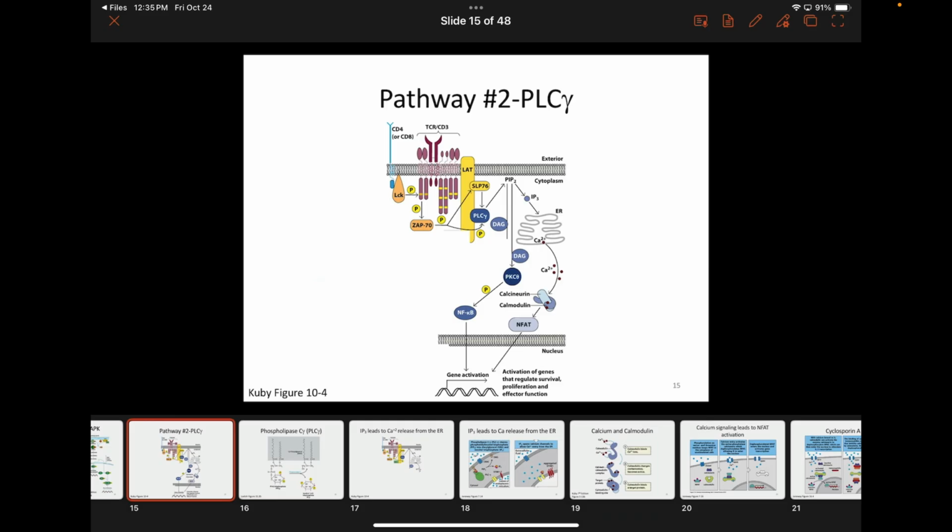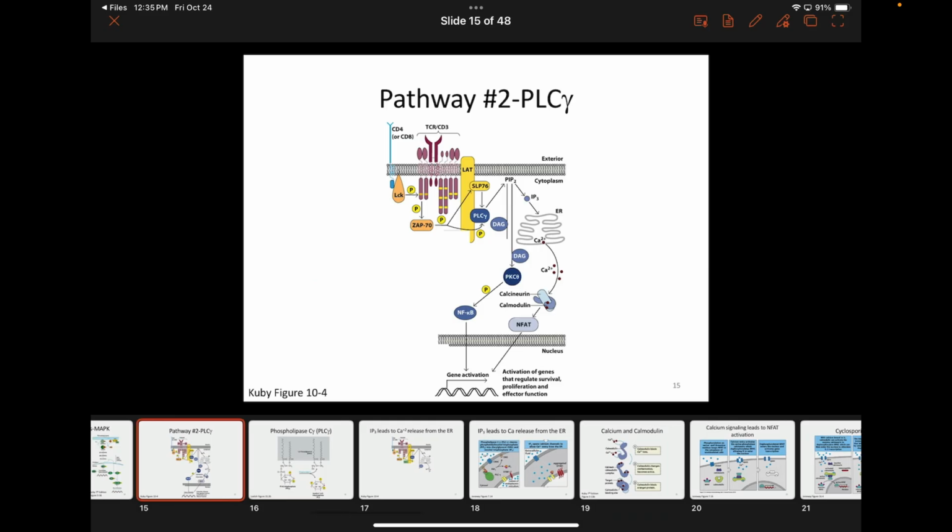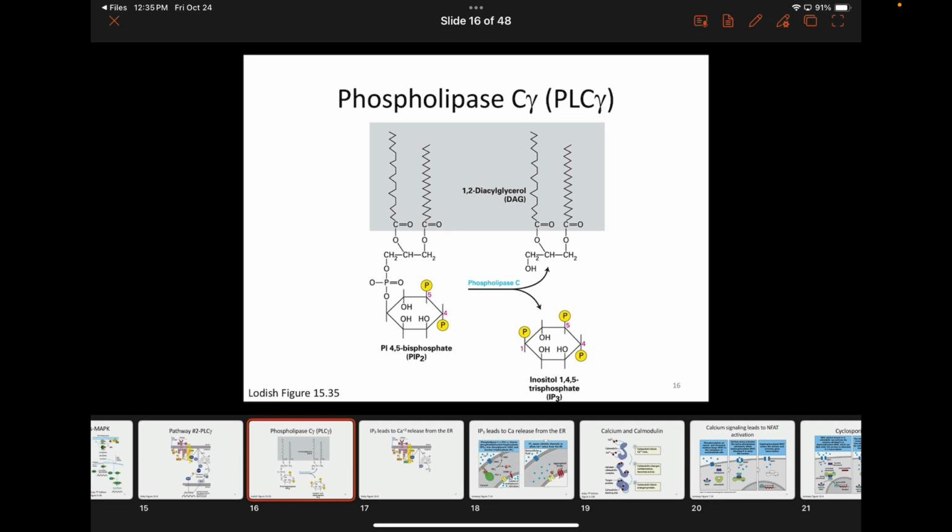So PLC stands for phospholipase C. So PLC gamma is also known as phospholipase C gamma. So if you just look at the name phospholipase C gamma, what does this protein do? What is the activity of this protein? Yeah, Paige.